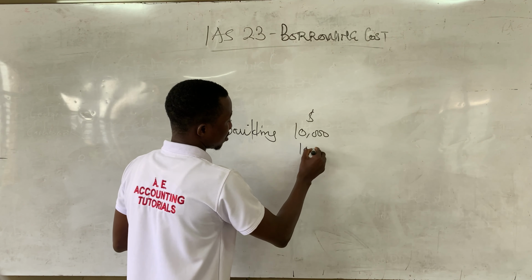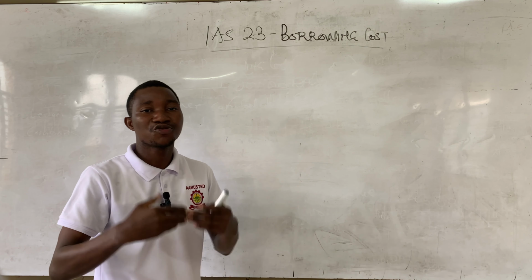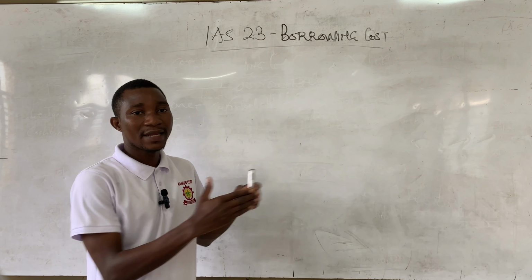After going through this topic, you will get to know how borrowing cost or interest relating to external borrowing will be treated. The main objective of IAS 23 is to prescribe the accounting treatment for borrowing cost. It is this standard that prescribes how we should treat borrowing cost, either in the statement of financial position or in the statement of profit or loss.